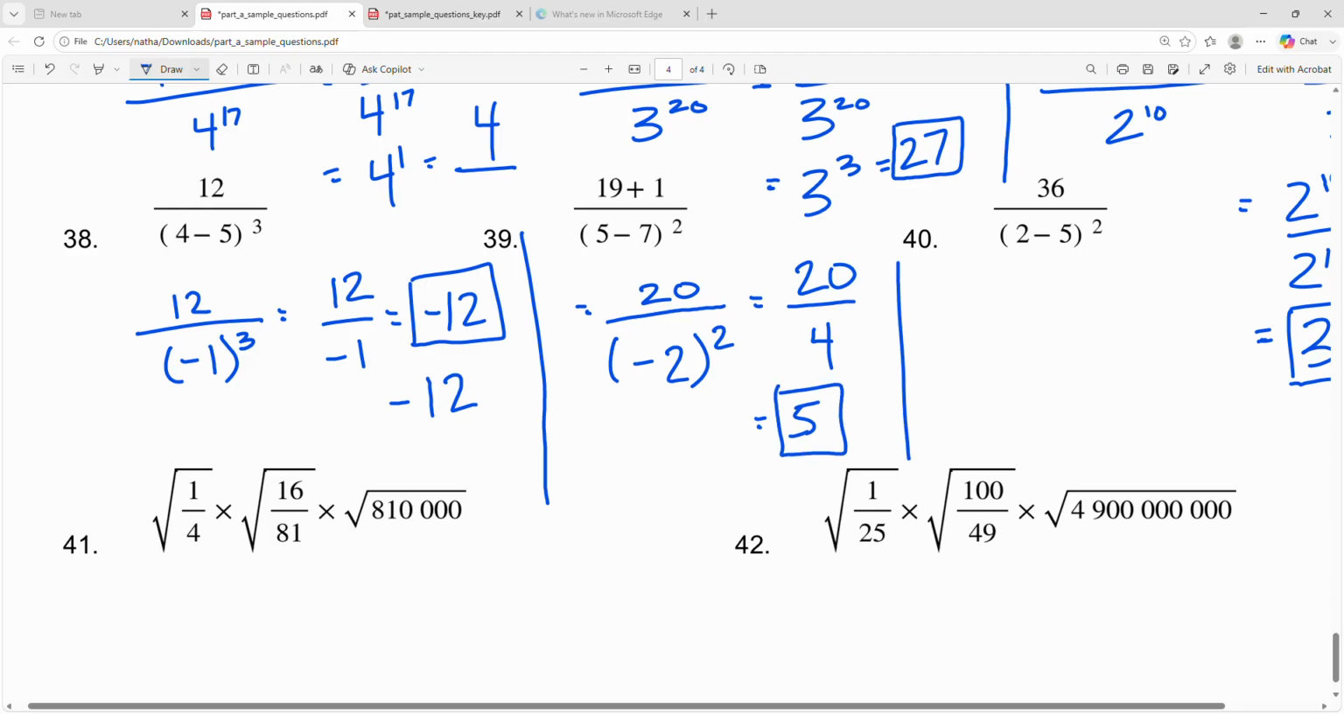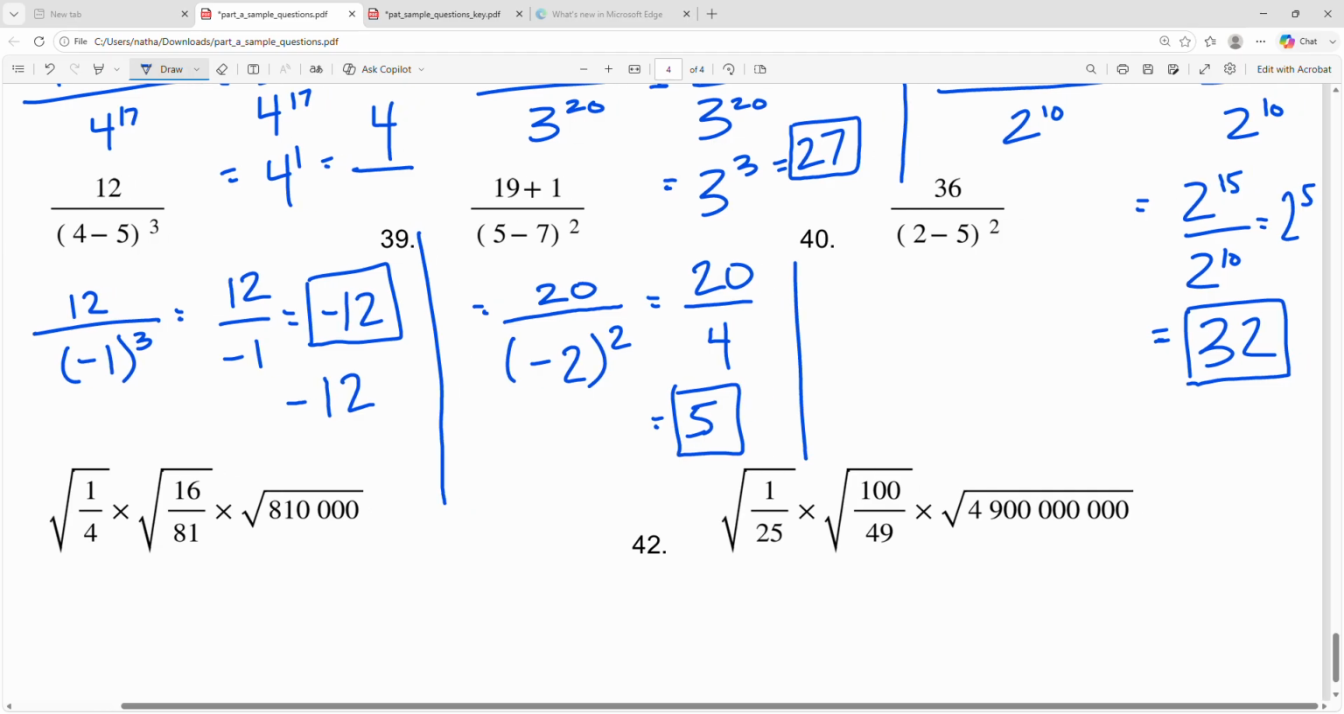Next question. 36 on top. 2 minus 5, -3, squared. It's just there. So 3 times 3, 3 squared is 9.